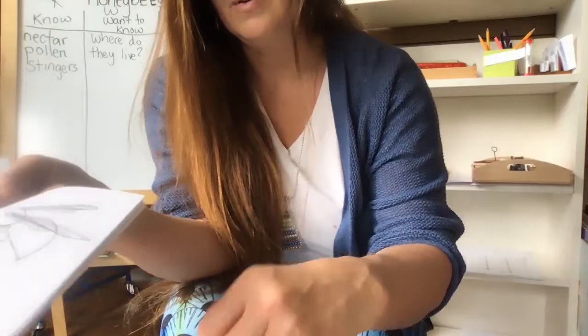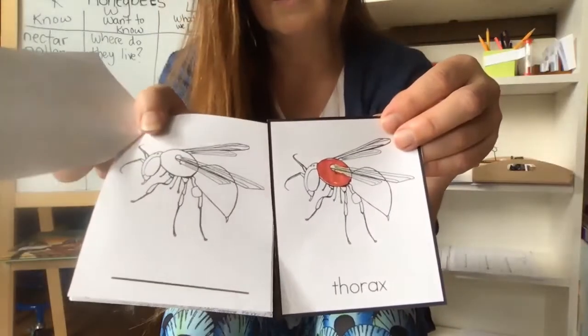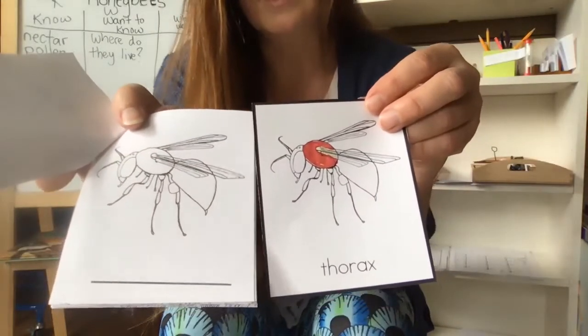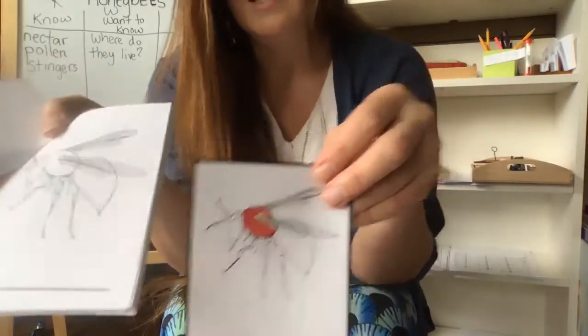And now they would color in the thorax and they would write the word thorax. This is a powerful way to get children reading.